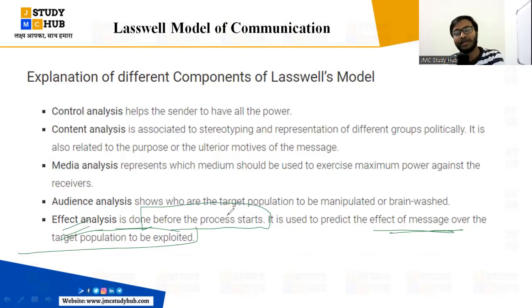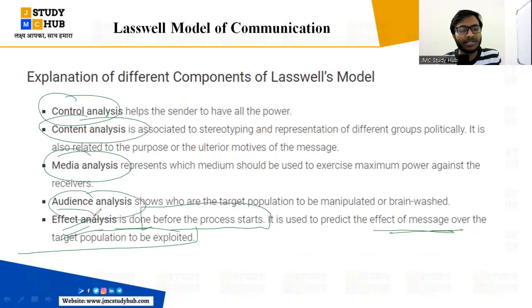Before the sender communicates with the audience, we analyze what the effect would be. The sender predicts the effect of the messages over the targeted population, what would be the effect of our messages. So these are the analyses: control analysis, content analysis, media analysis, audience analysis, effect analysis. These are the 5 analyses you have to understand as components of the Lasswell model of communication.